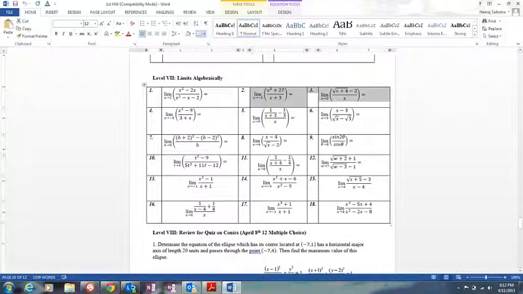So level 7, limits algebraically, we'll start with number 2, which is the limit as x goes to -3 of x cubed plus 27 divided by x plus 3.